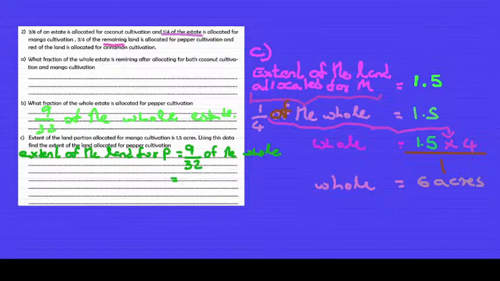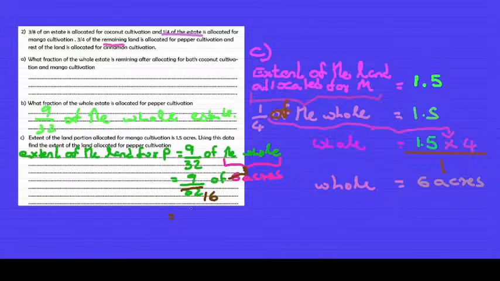So that's 9 over 32 of the whole estate's extent. The extent of the whole estate we just found out. What is it? 6 acres. So what is allocated for pepper is 9 out of 32 of 6 acres. We can cancel, right? 32 and 6, both of them are even numbers, so we can cancel by 2. That is 16 and 3.